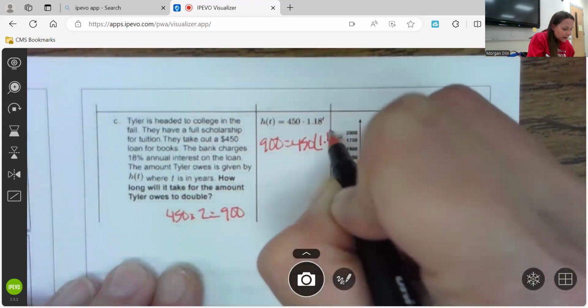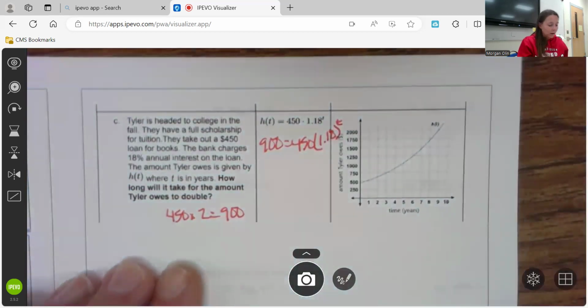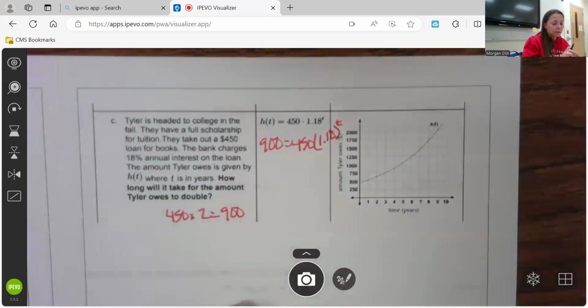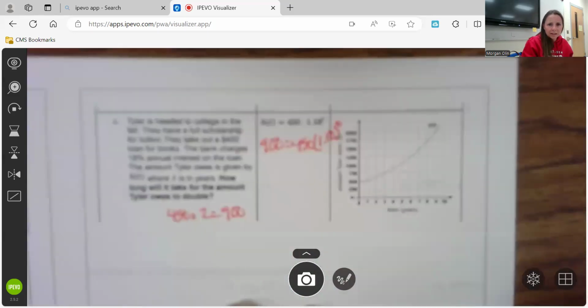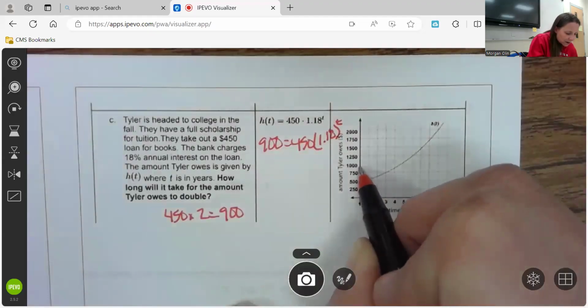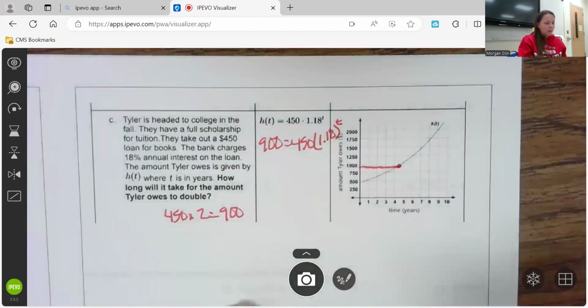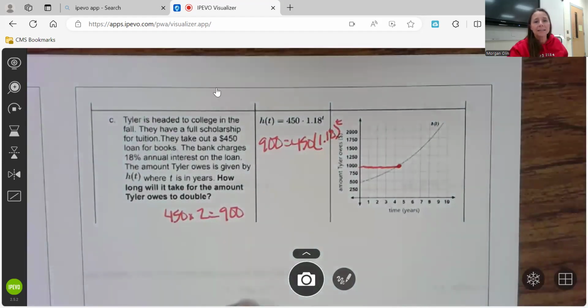We also see right here where they did 1 plus that 18%, so 0.18. All right, so here we're looking at, there we go. It's a little clearer now. Okay, we want to know 900. 900 is somewhere right in here. So somewhere in between 4 and 5. But let's see if we can find that exactly.